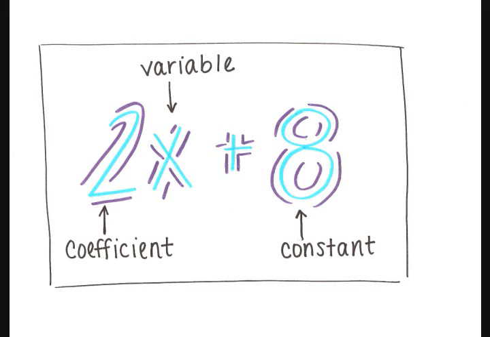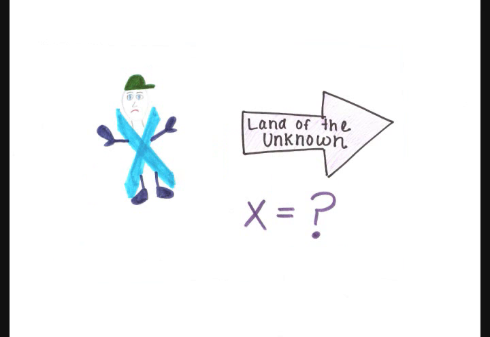Variable X knew the number in front of his name. The 2 is called a coefficient. A number directly next to a variable always represents multiplication. The coefficient times the variable. The number added to his name, the 8, is called a constant. No matter the value of X, 8 will constantly be added to his value.